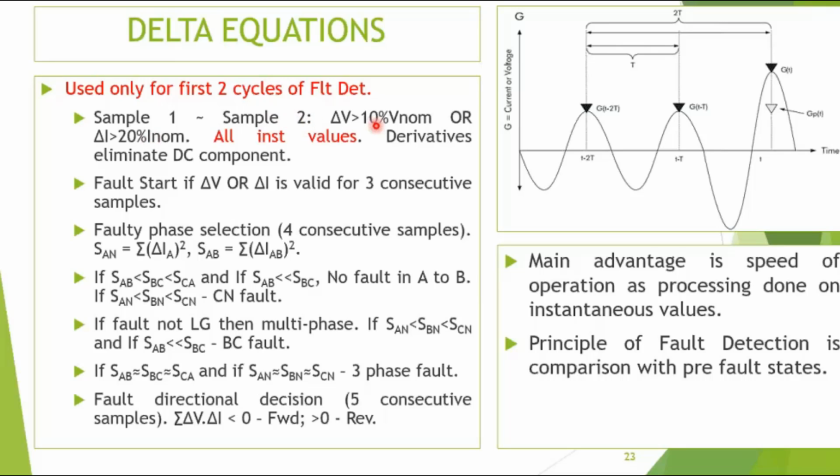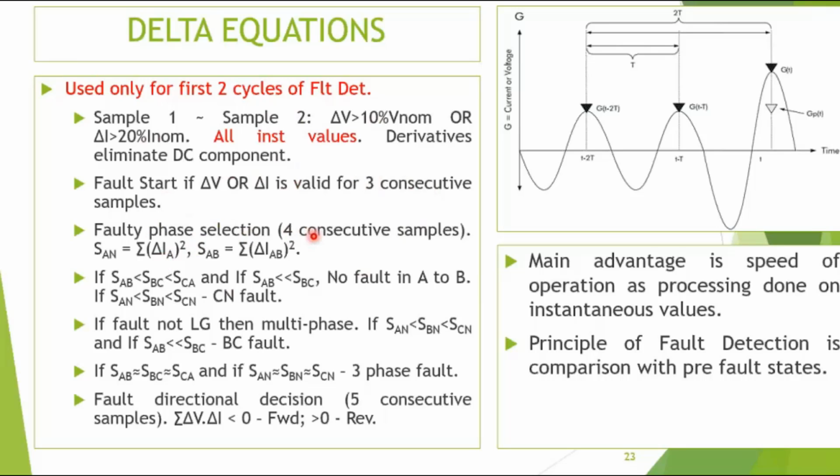That is how the modern relays are becoming sub-cycle. We are talking about sub-cycle relays, 5 millisecond, 10 millisecond. I think some modern relays are promising to give their trip signal within 11 milliseconds. So those are all based on these things. Fault start if delta V or delta I is valid for 3 consecutive samples. Now you increase the sampling rate to get the fault faster.